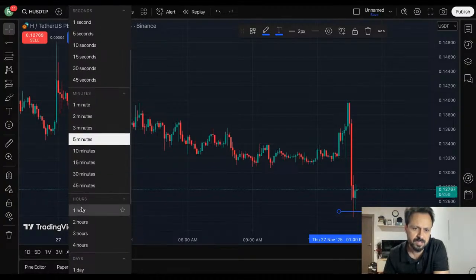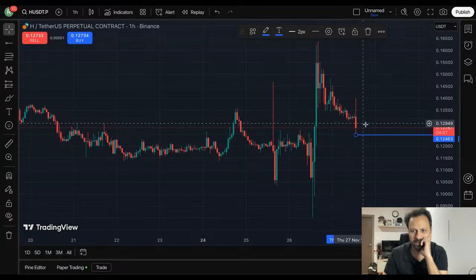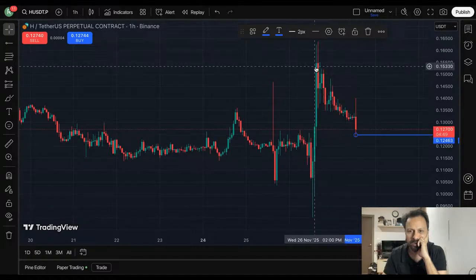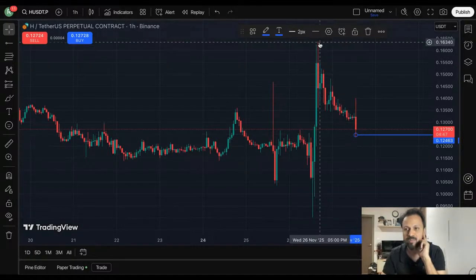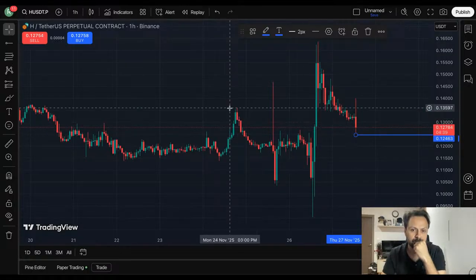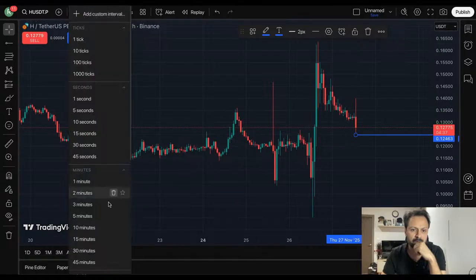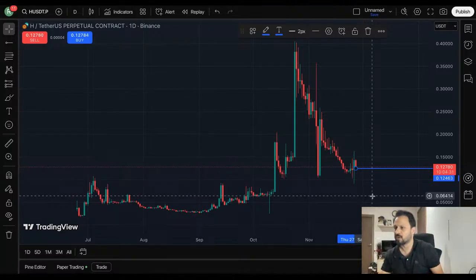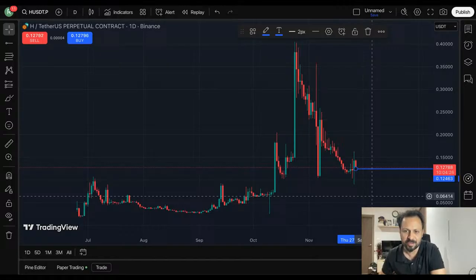Okay, so an hour chart. Oh, okay. So see, it went from 0.09, and in a few hours, 3 to 4 hours, it went to 0.163. Big, very big movement. So okay. See the 1 day trend. On the 1 day trend, see the movement. This coin is very dangerous.